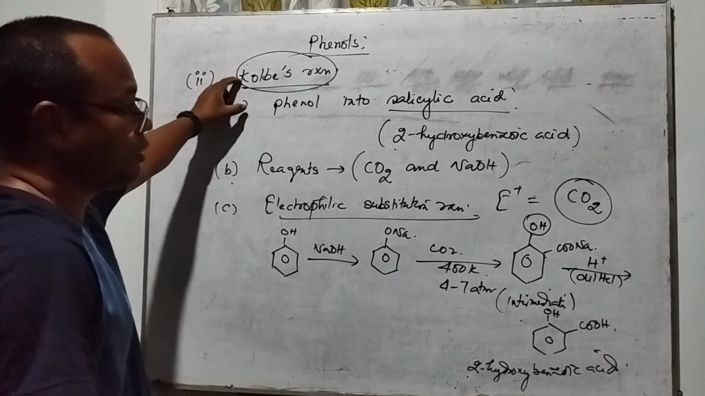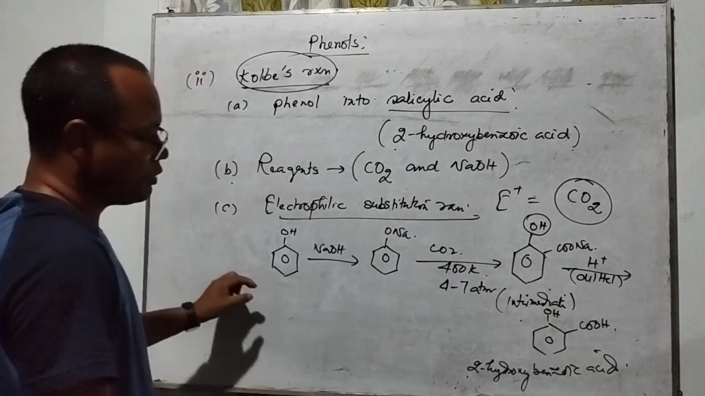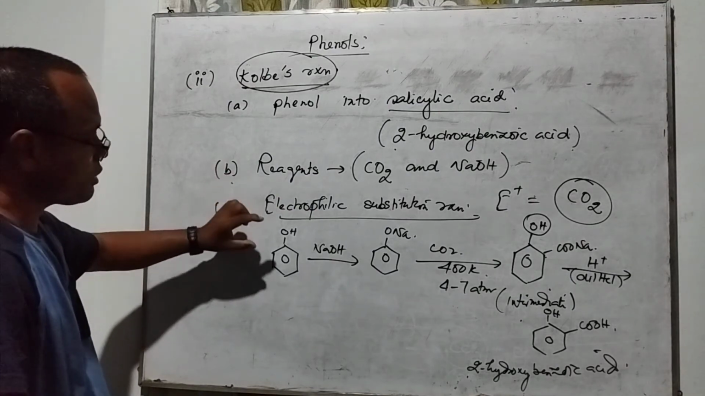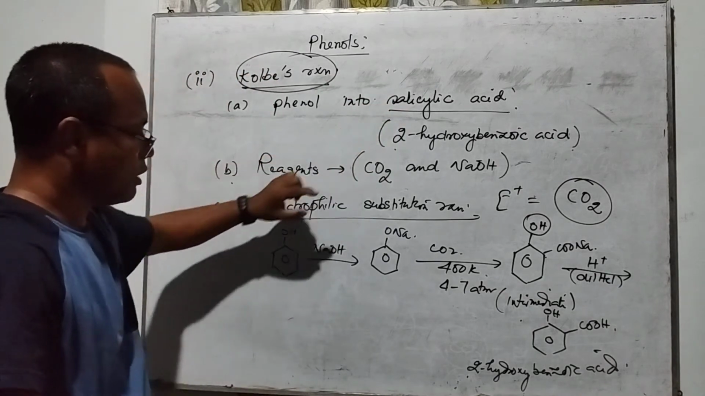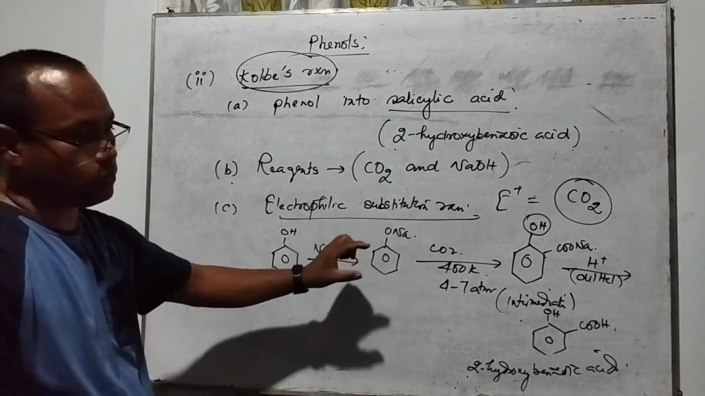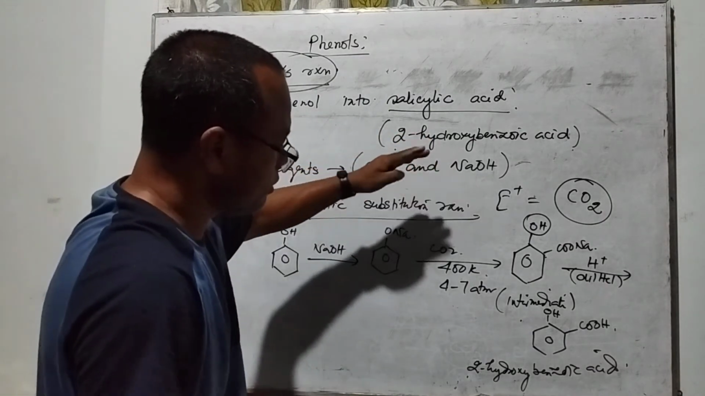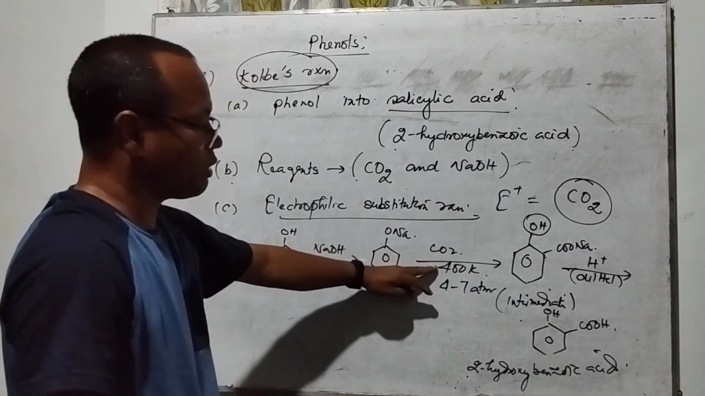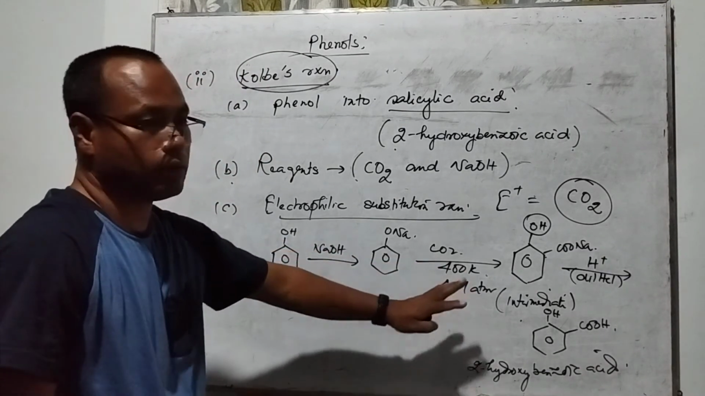So when you write the Kolbe reaction, you just write these reaction steps. So what is important here? Number one, it's the conversion from phenol into salicylic acid. Now what are the reaction steps? We just have to follow them. And what are the reagents? Carbon dioxide and sodium hydroxide are the main reagents. And what temperature should be maintained? 400 Kelvin, and the pressure is 4 to 7 atmospheres.